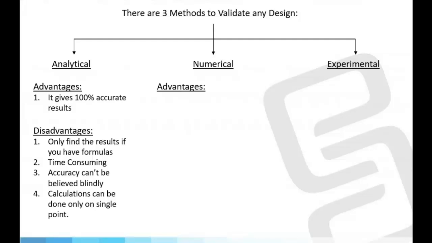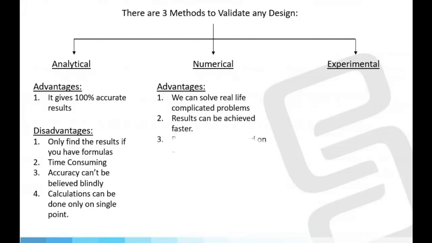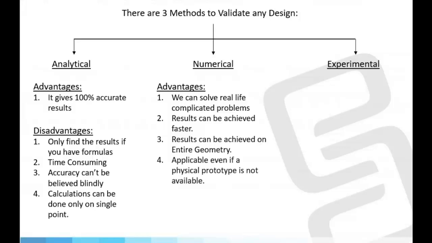Now let's discuss advantages of numerical method. We can solve real life complicated problems. Results can be achieved faster. Results can be achieved on entire geometry, and it is applicable even if the physical prototype is not available. The disadvantage of numerical method is it gives approximate results. You cannot get 100% correct results using numerical method.